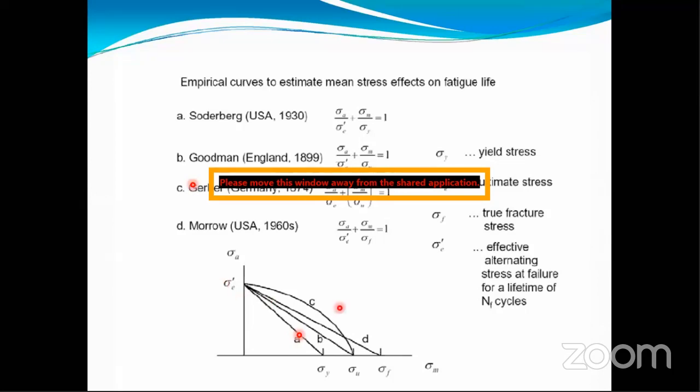The Gerber parabola and Morrow's approach are also two other criteria used to estimate the mean stress effects on fatigue life.